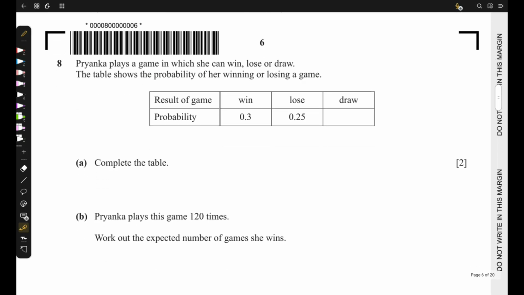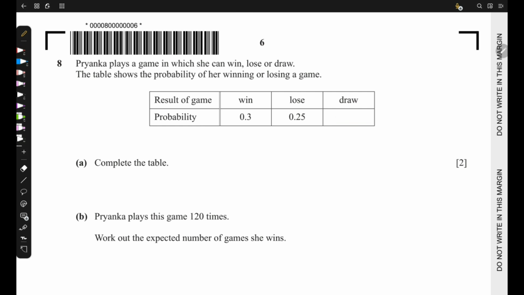Moving on, question number 8 is related to probability. Priyanka plays a game in which she can win, lose, or draw. The table shows the probability of her winning or losing a game. The probability of winning a game is 0.3 and the probability of losing a game is 0.25. Complete the table. That means we have to find the probability of drawing.